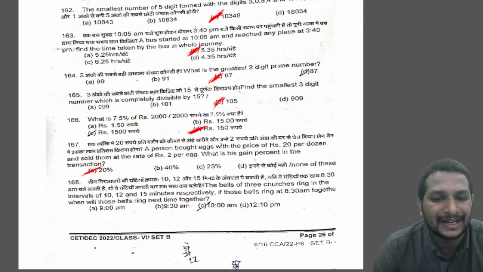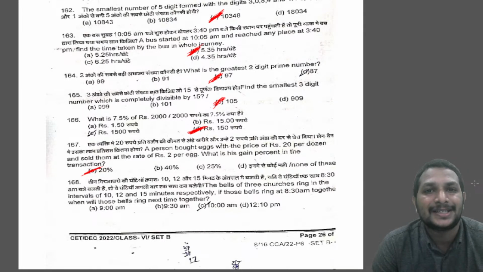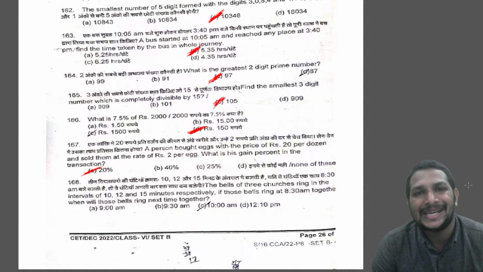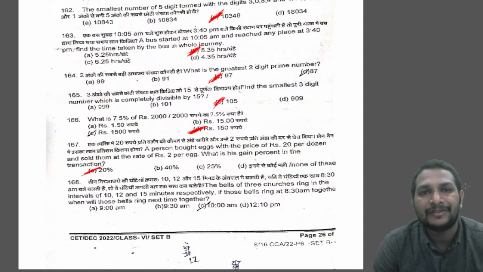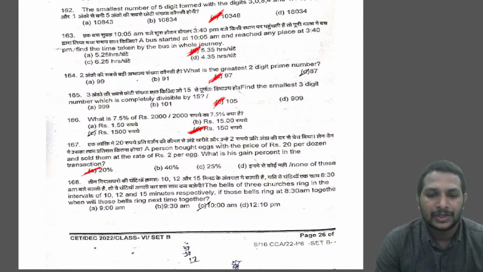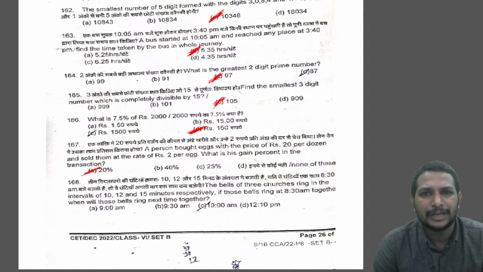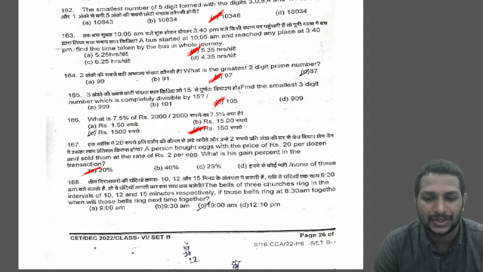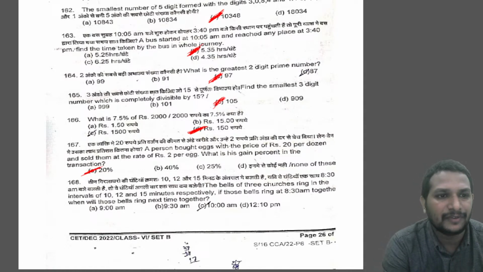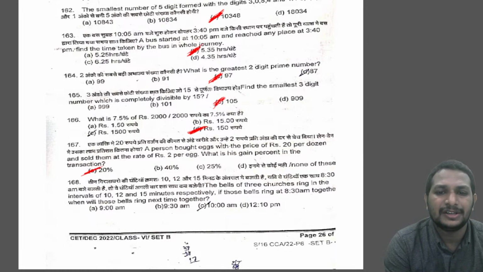Next, question number 168. The bells of three churches ring at intervals of 10, 12, 15 minutes respectively. Those bells ring together at 8:30 a.m. When will those bells ring together next time? So for these kinds of questions, we have a very good idea about this. We just need to find the LCM of the given numbers, right? As they mentioned, three bells ring at different time intervals. After 8:30, when will they ring together?